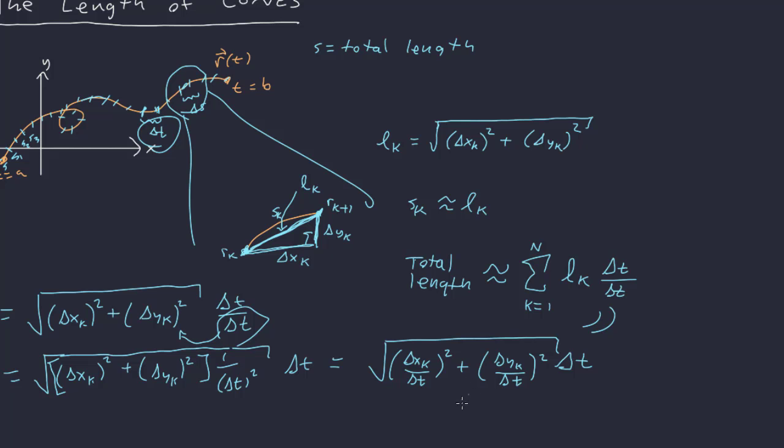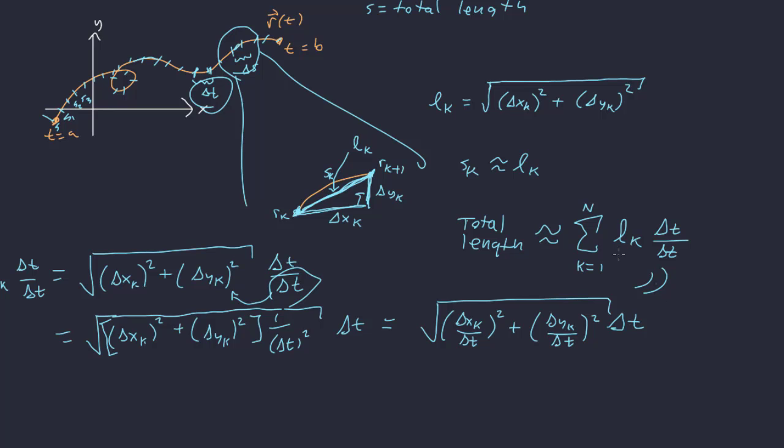Okay, now we're going to apply the integral to this. If I let delta t shrink to 0, that's going to let n go to infinity. So the total length will be equal to the limit as n goes to infinity of this sum here.